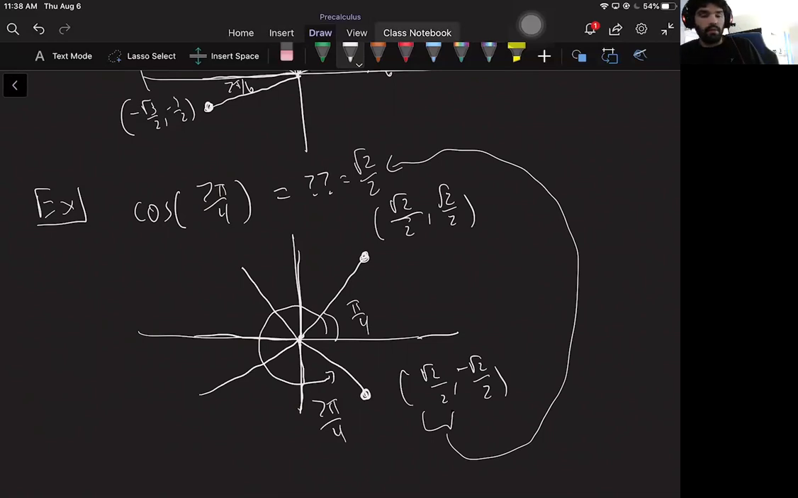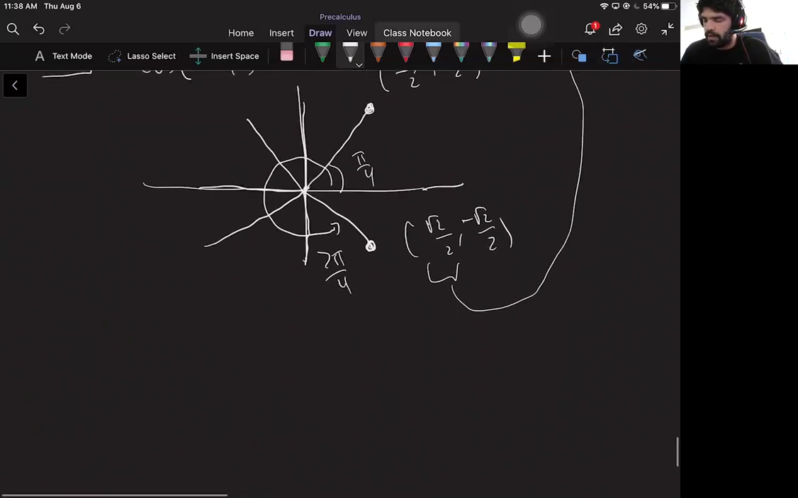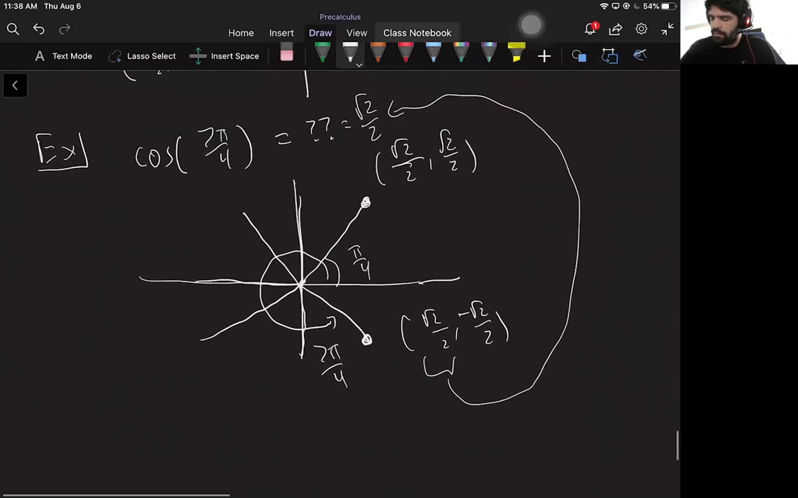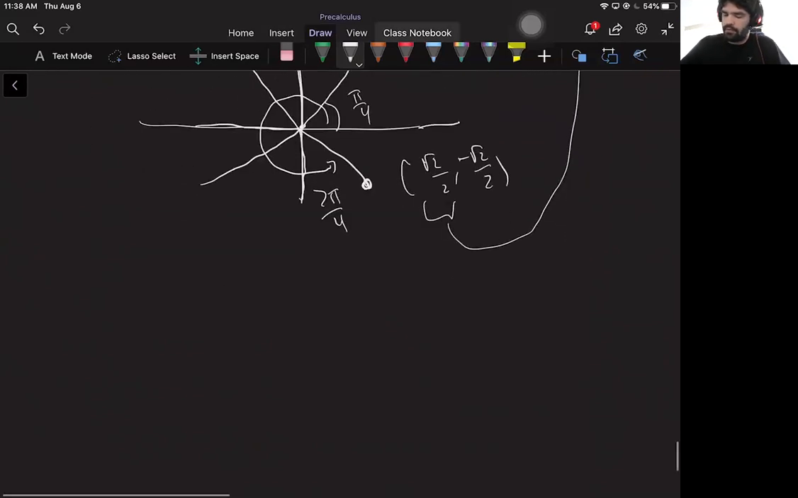Okay, so basically what people do in high school, for some reason, is have you memorize the whole unit circle. But I think the whole point is that you only really need to memorize the first quadrant. Well, you should just know these ones.